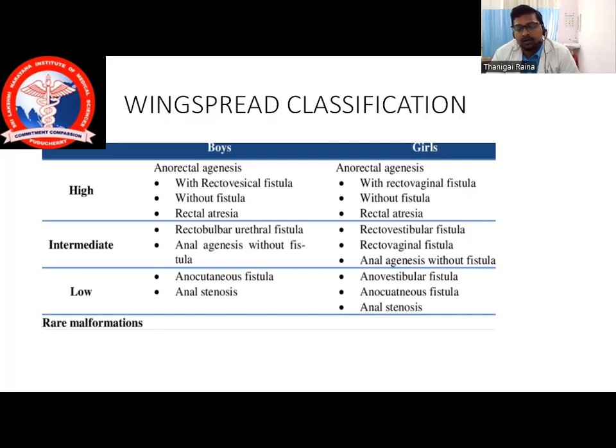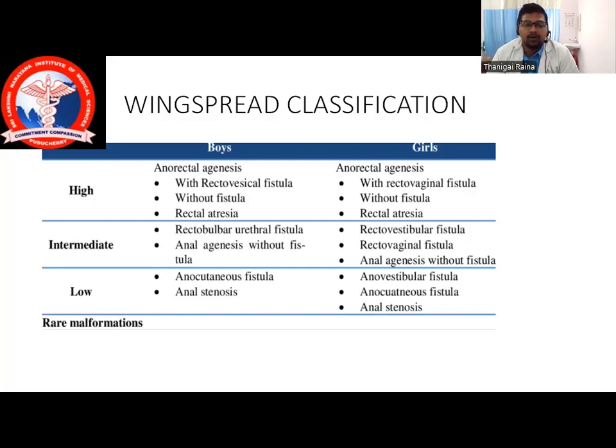Contrary to this, in girls it is vestibular fistula, rectovaginal fistula, and anal agenesis without fistula. Coming to low, it is anocutaneous fistula and anal stenosis, and in girls it is anovestibular fistula, anocutaneous fistula, and anal stenosis. So in this Wingspread classification, the high type, that is anorectal agenesis, in both boys and girls carries a poor prognosis.